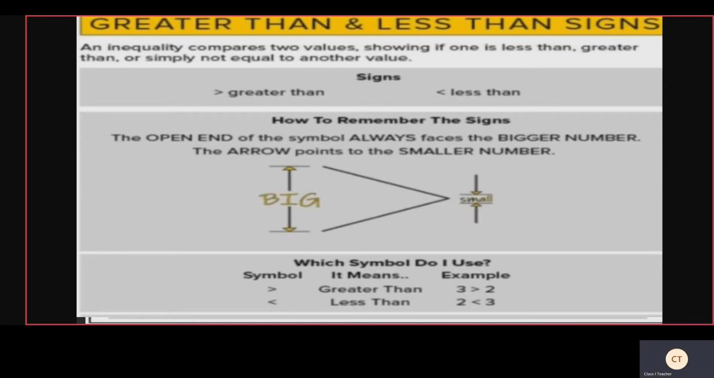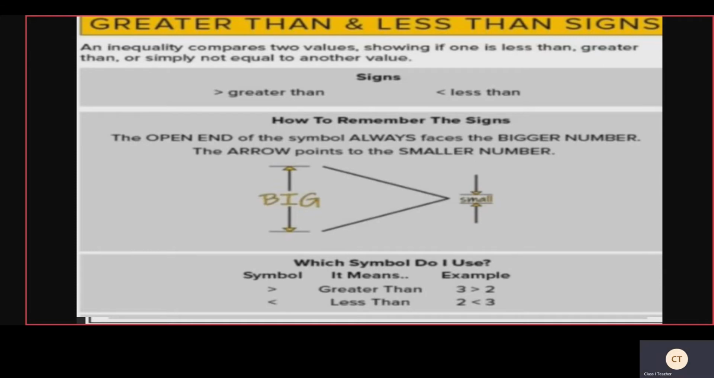Which symbol do I use? Look here children down. Now look at this symbol. This is first symbol, children, look here down. Yes, first symbol, that is greater than symbol. Example, 3 is greater than 2. And the other one, children, down, last one, that is less than symbol. Last one is less than symbol and 2 is less than 3.